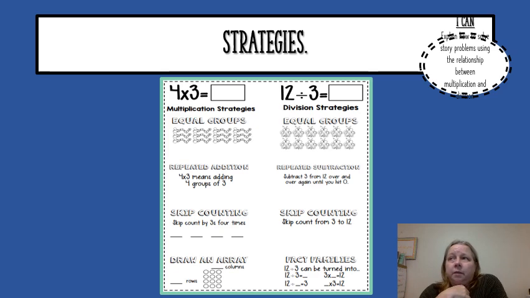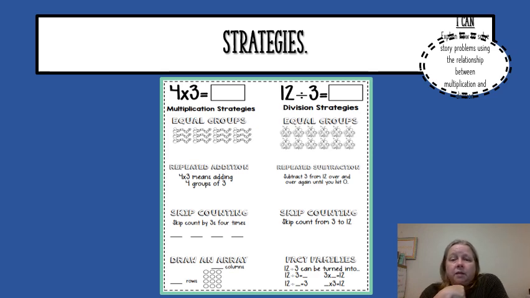We can use equal groups. Notice they look like an array. You can use, excuse me, repeated subtraction. You can subtract 3 from 12 over and over and over until you get to 0. You can do skip counting. You can count by 3s till you get to 12.